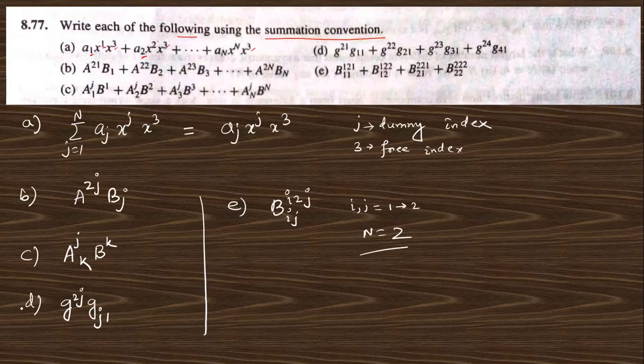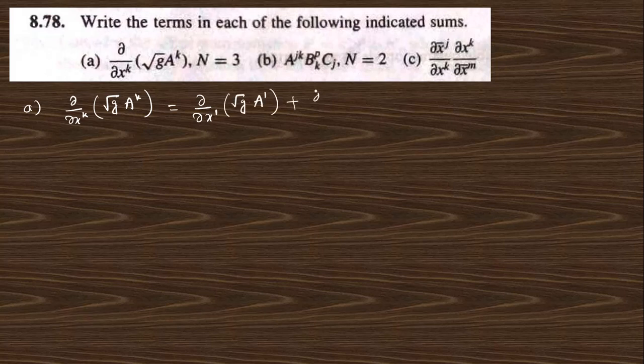Next, 8.78 says: write down the terms of each of the following indicated summations. This is the inverse of the previous question. Here we summarized, and here the summation can be elaborated. So for the first, del x^k root g a^k, where n is 3, you need to write 3 terms. So this is del x1 root g a^1 plus del x2 root g a^2 plus del x3 root g a3.